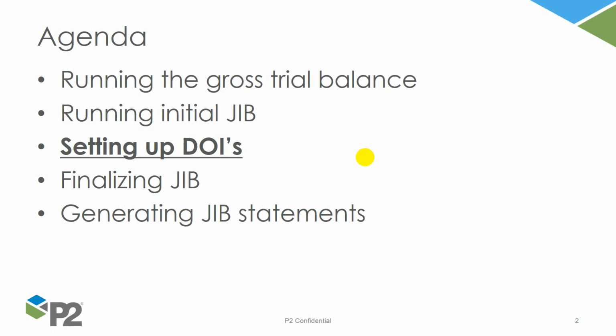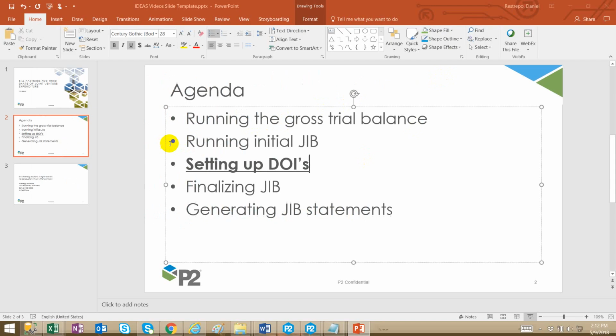In a prior video, we saw that the initial JIB was run, but that the data selected did not match the gross trial balance. The reason behind that was apparently missing DOIs. So in this video, we're going to see how to go in and set up those DOIs.